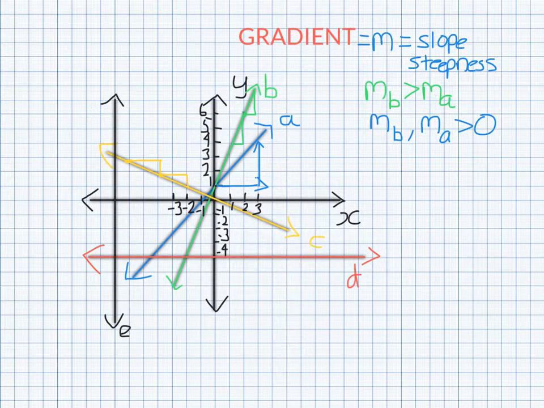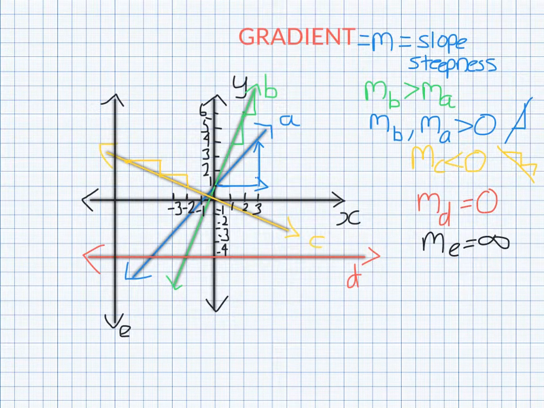Positive gradient means the line leans to the right. As you go to the right, you go up to stay on the line. Whereas the gradient for C is actually negative, less than 0. Lines with a negative gradient lean to the left like that, because if you go across to the right, you have to go down to stay on the line. Across and down, okay? D and E are sort of special cases. It turns out the gradient of any horizontal line is 0, and the gradient of any vertical line is infinite or undefined. We will see why that is a bit later when we look at calculating the gradient.